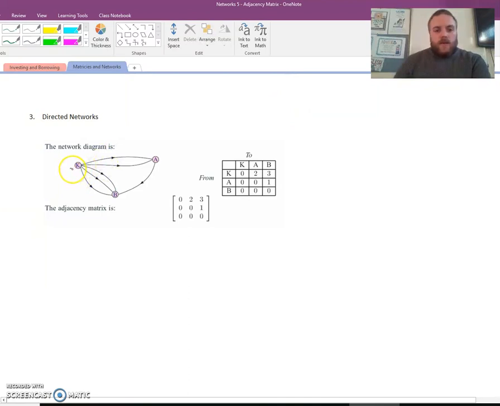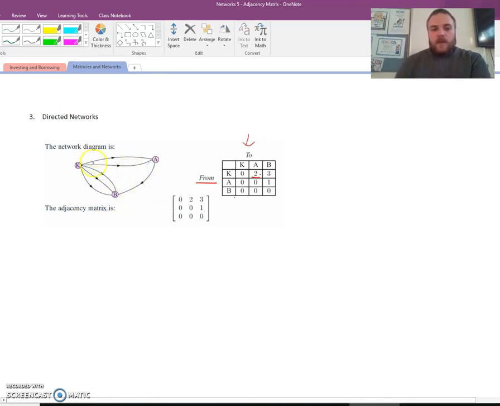So in this network, we have vertex K, vertex A, and vertex B. Now, K is connected to A twice. And here, in the rows, we use this as coming from, and the columns where we're going to. So from K to A, there are 2 connections. From K to B, there are 3 connections. These 3 just here. From A to K, there are none. You can't go that way because there's an arrow saying it's a one-way direction. From A to A, there are no loops in there, so that's 0. From A to B, we have a one-way connection. Now from B, we can't go anywhere. B is pretty useless. We can't go to A. Nope. We can't go to K.